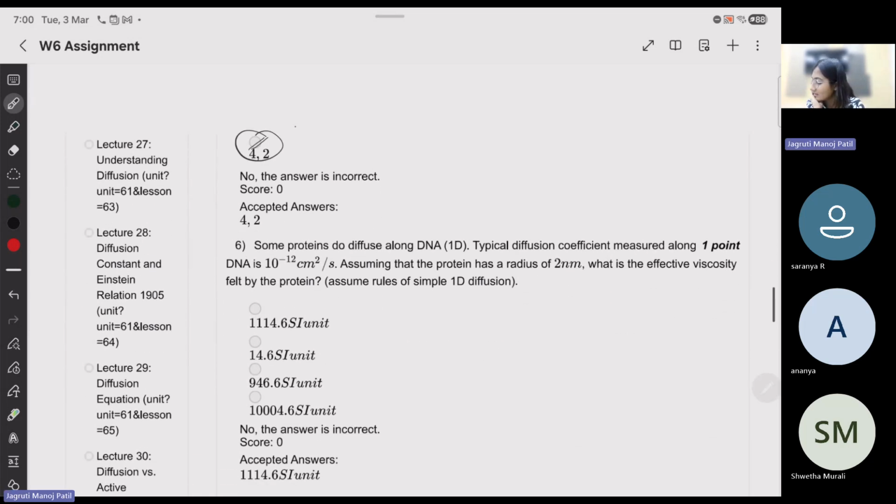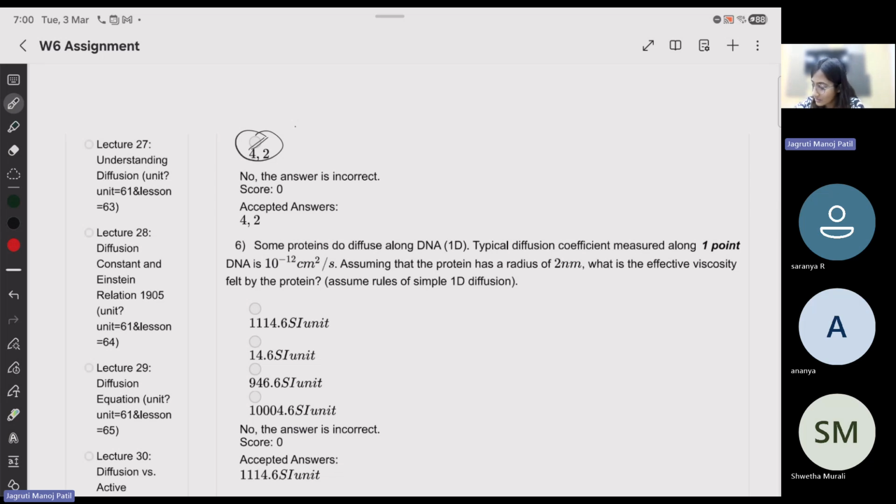Okay. And we have big numbers here. Some proteins do diffuse along DNA. Typical diffusion coefficient measured along DNA is this. Okay, so that's our diffusion coefficient. Assume that the protein has a radius of 2 nanometers. Then what's the effective viscosity felt by the protein?